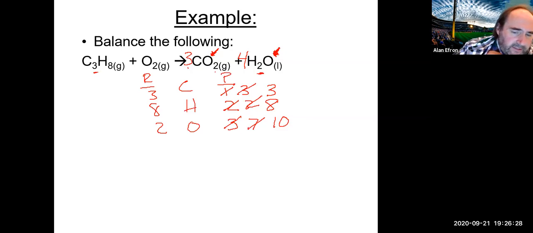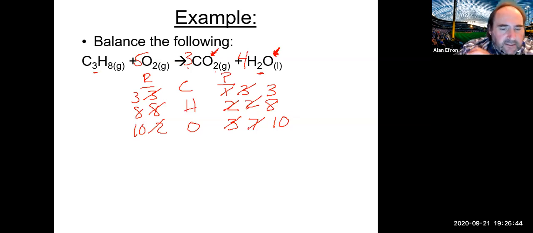That means that the only thing left now is to balance our oxygens, so we can put a 5 on the left-hand side. That's going to give us 3 carbons, 8 hydrogens. 5 times 2 is 10 oxygens. Question on that particular one there?